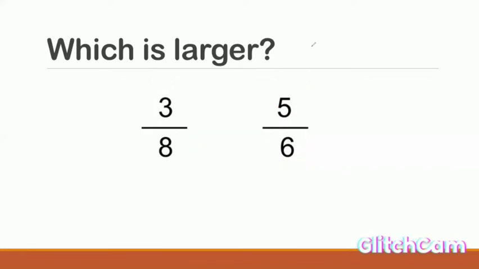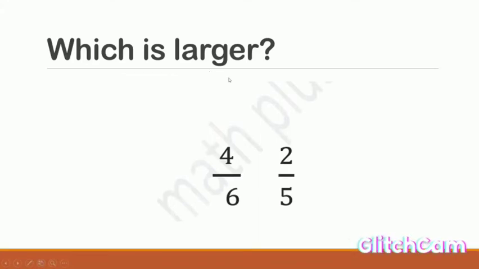Let's do another example. This is my second example. Here my first fraction is 4 out of 6 and my second fraction is 2 out of 5. You do the same thing as the previous one.